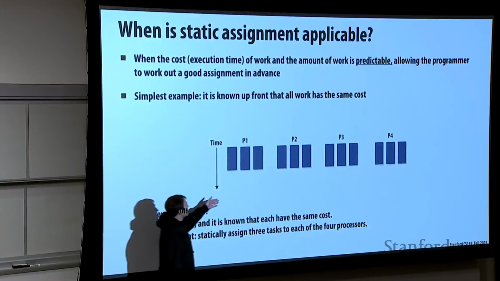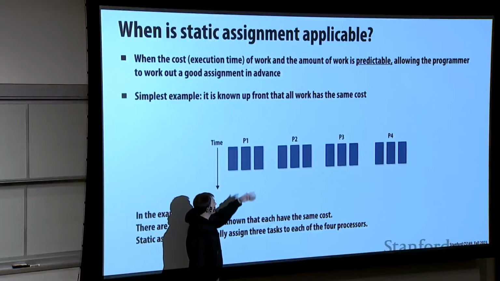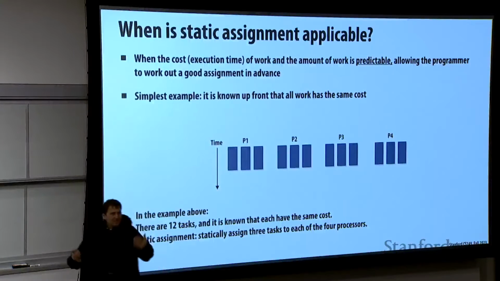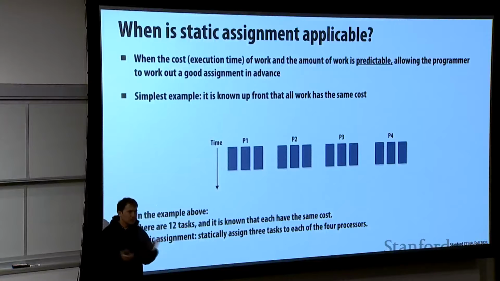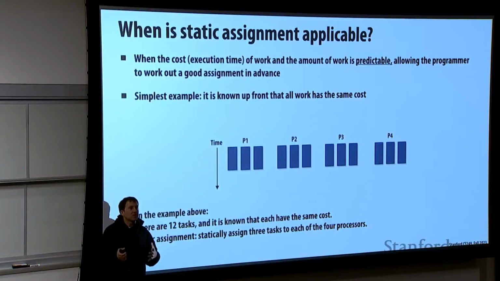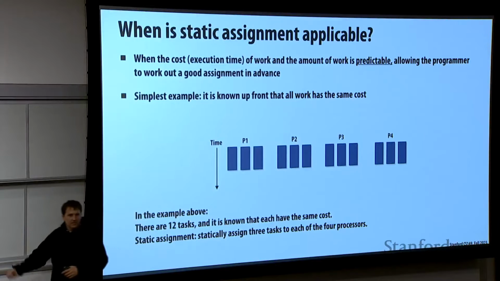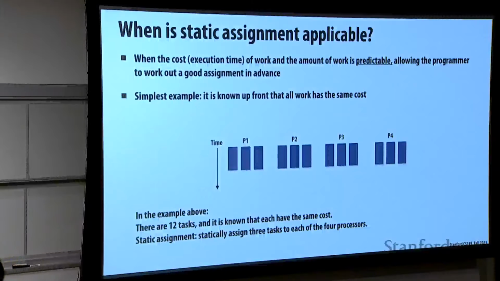And this is great because once I tell P1 and P2, you're responsible for the first quarter, you're responsible for the second quarter, these threads don't have to synchronize. There's no communication. They can compute what they have to do without knowing what anybody else is doing. And that's very helpful because it minimizes communication amongst the threads.